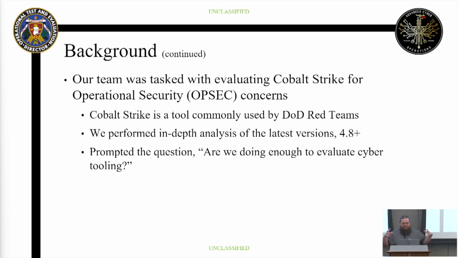So the overarching research that we did was looking at Cobalt Strike versions 4.8 plus. We'll get into why in a few slides. And then it also brought up the question: are we as a DoD red team community doing enough to analyze our cyber tooling? Are we looking enough at the OPSEC of these tools?